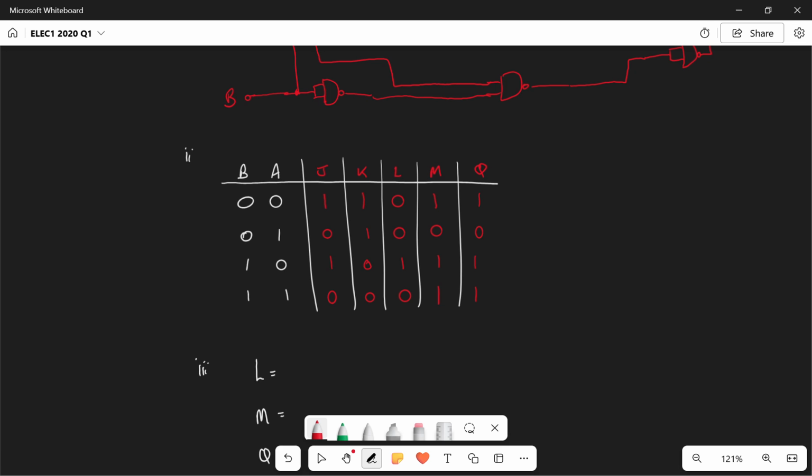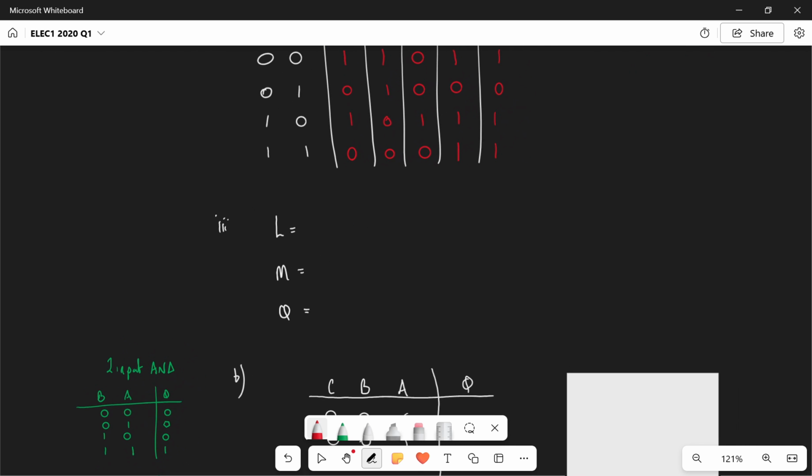Right, so for the next part, write down the Boolean expression for the outputs L, M, and Q in terms of inputs B and A. Now, there are 2 ways of doing this. We can write out the Boolean expressions in full, or what we can do is use inspection to see if we can actually see a Boolean term which works.